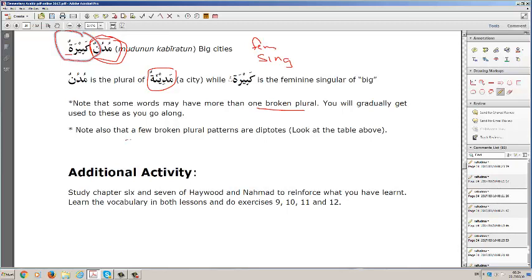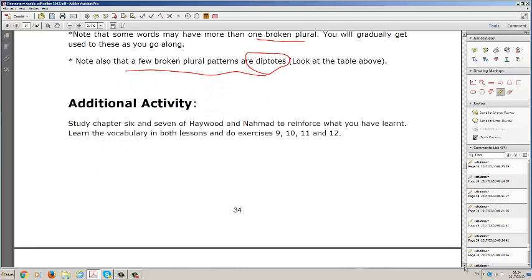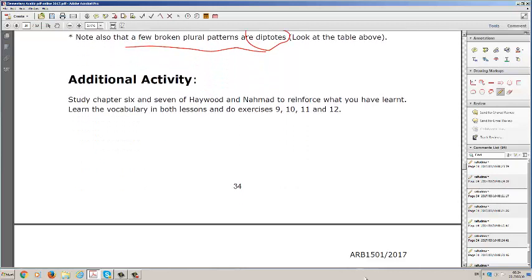And as I also mentioned, just take note that a couple of broken plural patterns, and we mentioned zamil, which means a colleague, and zumala'u is colleagues, the plural, are diptotes. Okay, so those are things you should also remember with regard to plurals.